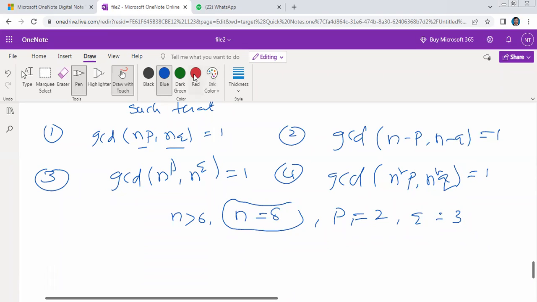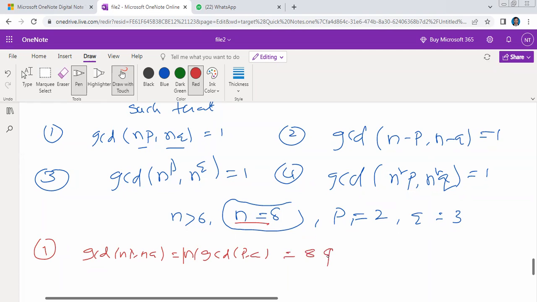First, I am going to verify the options. First option, GCD of nP, nQ is equal to n times GCD of P, Q. Here I have taken n equal to 8, P equal to 2, Q equal to 3. Then it becomes 8 times GCD of 2, 3. This is nothing but 8 into 1. The answer is 8, not equal to 1. So the first option is not correct. n is greater than 6 and even, so n equal to 8 and P, Q two prime numbers, I can select like this. So that is the first option. Go for the second option.